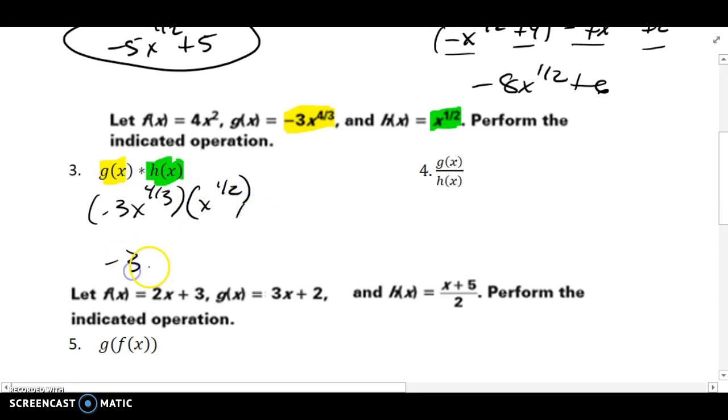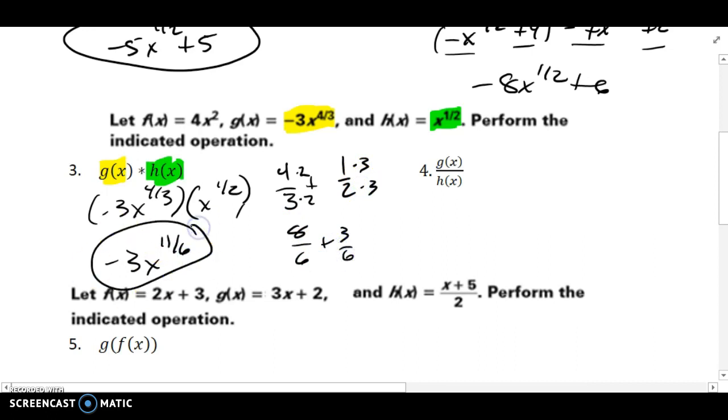So negative 3 is going to come down. We multiply these x's together, so we're going to add the exponents. So we're going to have to find a common denominator. So we're going to have to get 6 here. So that's 8 over 6 plus 3 over 6. So it'll be 11 over 6. And we're done. So that's actually a review from what we did last class.